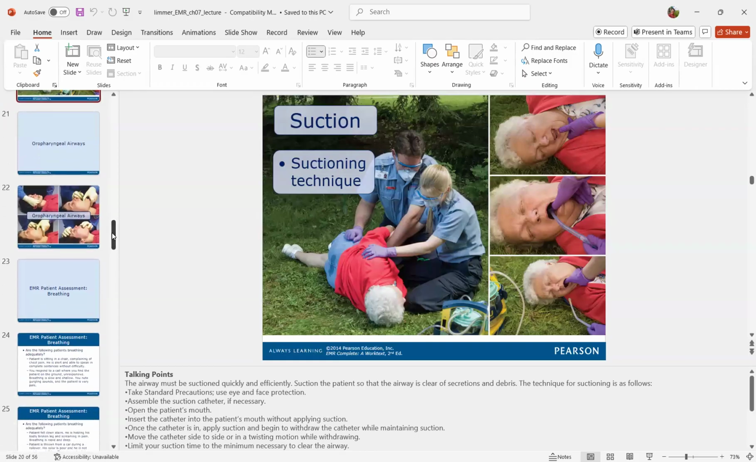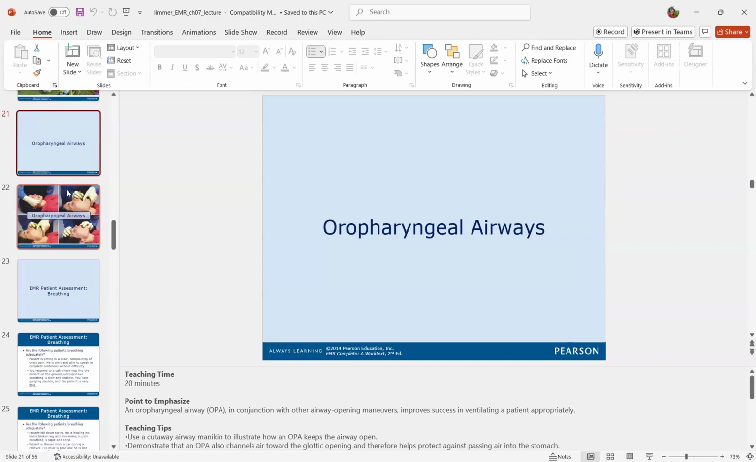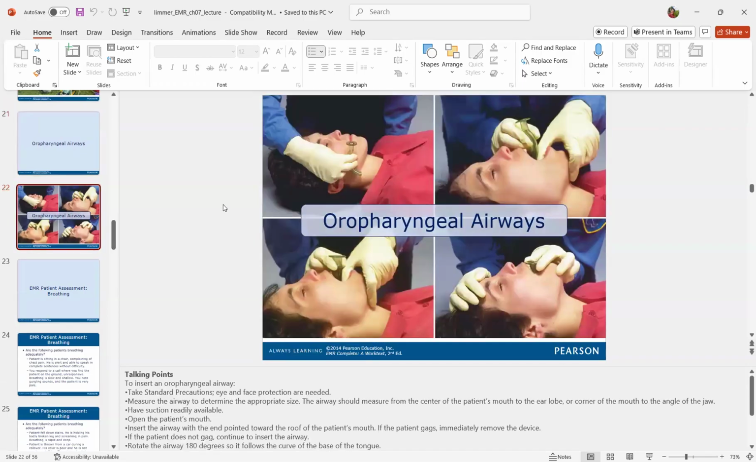So we don't have to sit there and hold it the whole time. We can open the airway, look in there. Does it need to be suctioned? No. Great. If it does, we get the suction out, we suction, we reopen the airway. And then we can use what's called an oral airway. So this is an oral airway, this little guy right here.